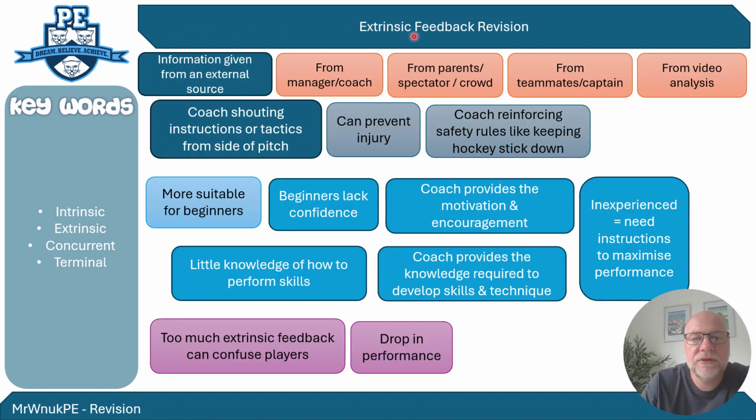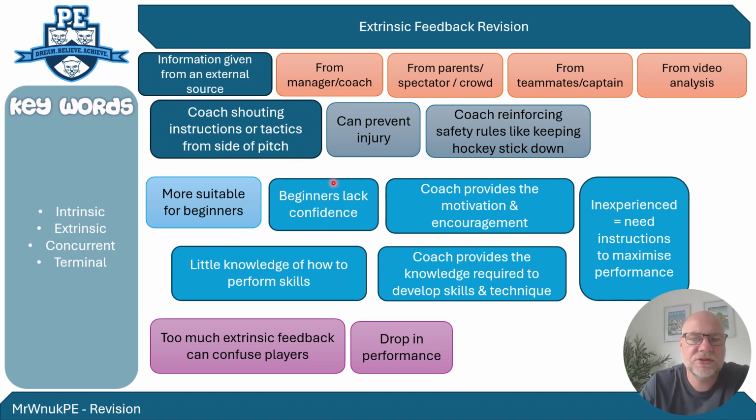So let's start with extrinsic feedback, because there's a lot of information in extrinsic feedback, and it's quite a common form of feedback. Extrinsic is information that comes from an external source, so outside of the body, and you just need to know examples of different ways that this feedback can come. It could be from coaches, managers, it could be from the crowd or spectators, from your teammates, or using video analysis and reviewing your performance in that manner. So having a decent example is always useful.